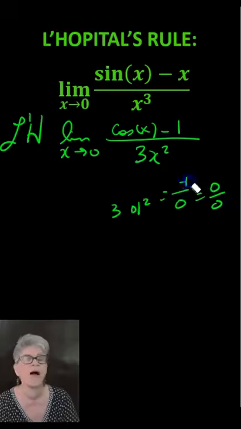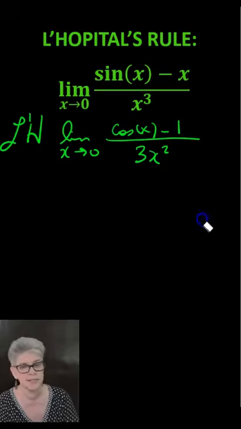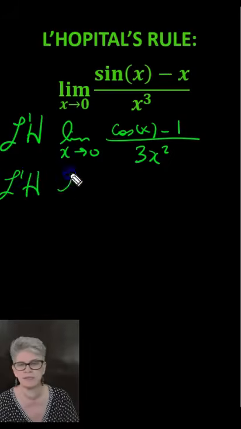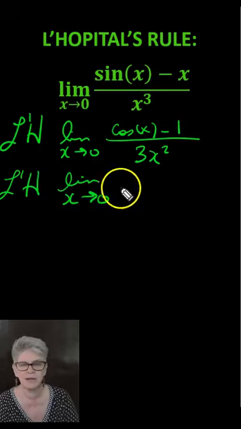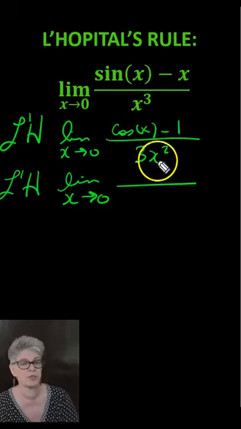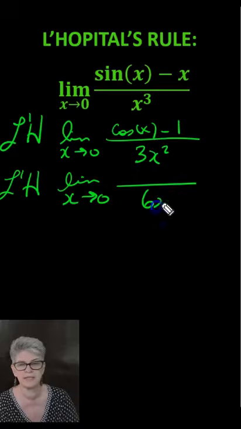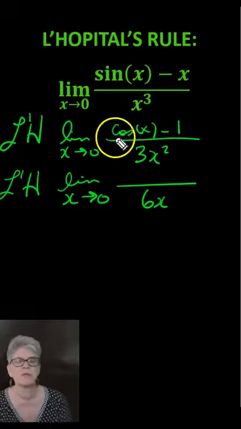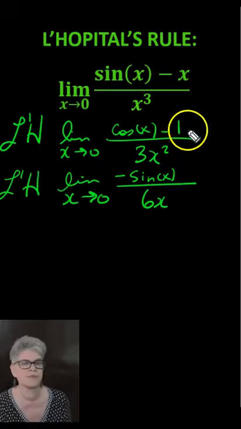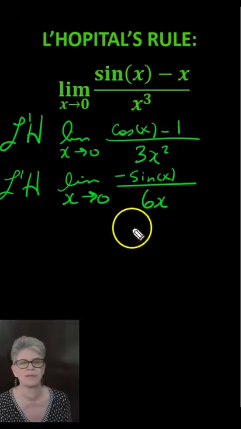So what do I do now? I can use L'Hopital's again. So I'm going to keep using L'Hopital's until I get an answer. So the derivative of the denominator is going to be 3 times 2x, which will be 6x. The derivative of the numerator, well, the derivative of cosine of x is minus sine of x, and then minus the derivative of 1, which is 0.